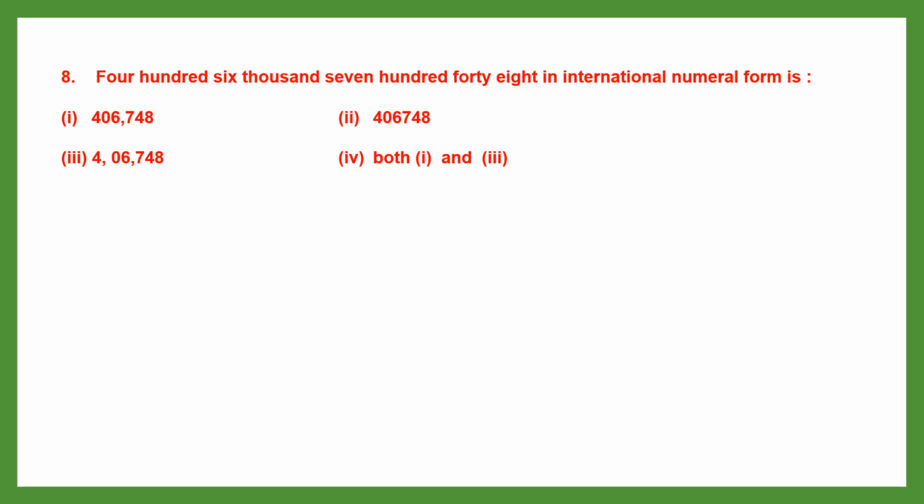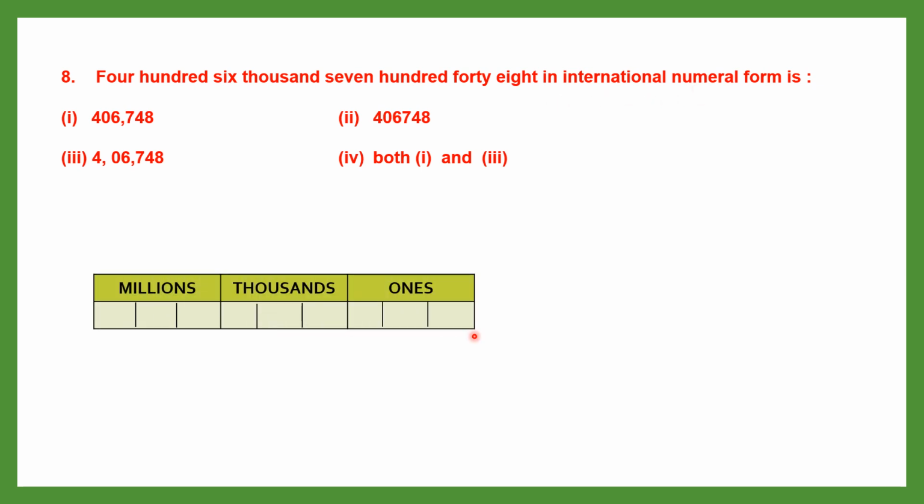Question 8. 406,748 in international numeral. They want us to draw the international place value chart. Let's do that. When you say millions, you should know we're talking about the international place value chart. Now 406,000. So 406 will come in the thousands place. So let's write that. Now 700, so in the hundreds place 7. 48. So now let's write this down.